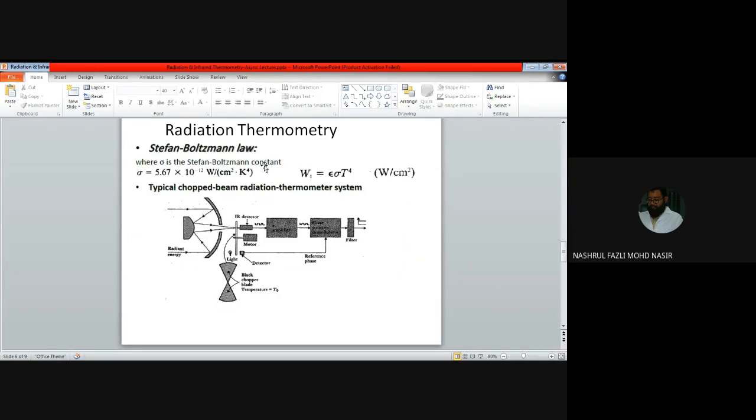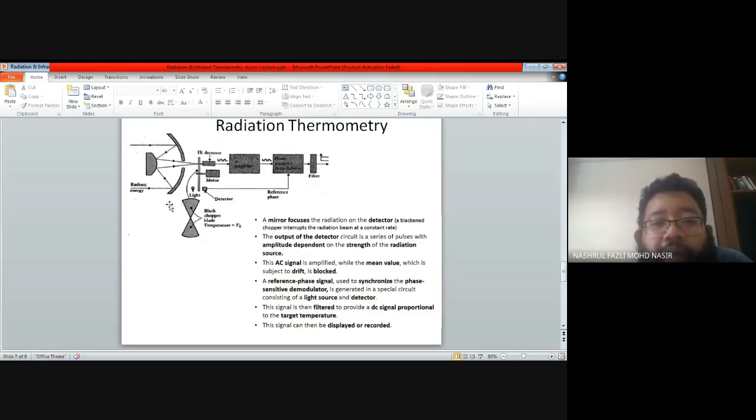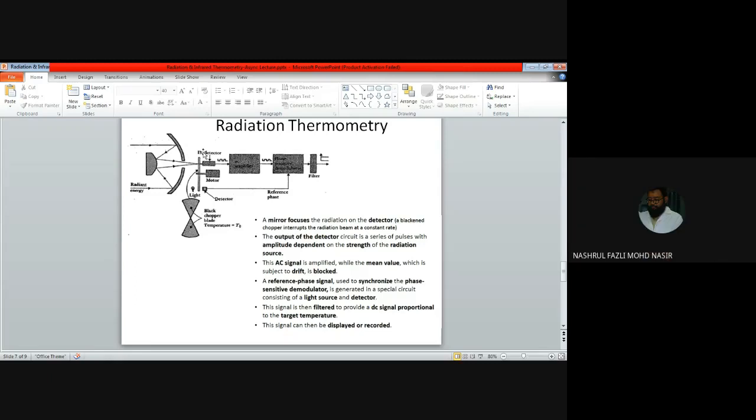Okay, so there's another equation that is important, which is the Stefan-Boltzmann law. And then we go to the anatomy of the thermometer that I told you about. What is the block diagram? What are the important components that one radiation thermometer should have?